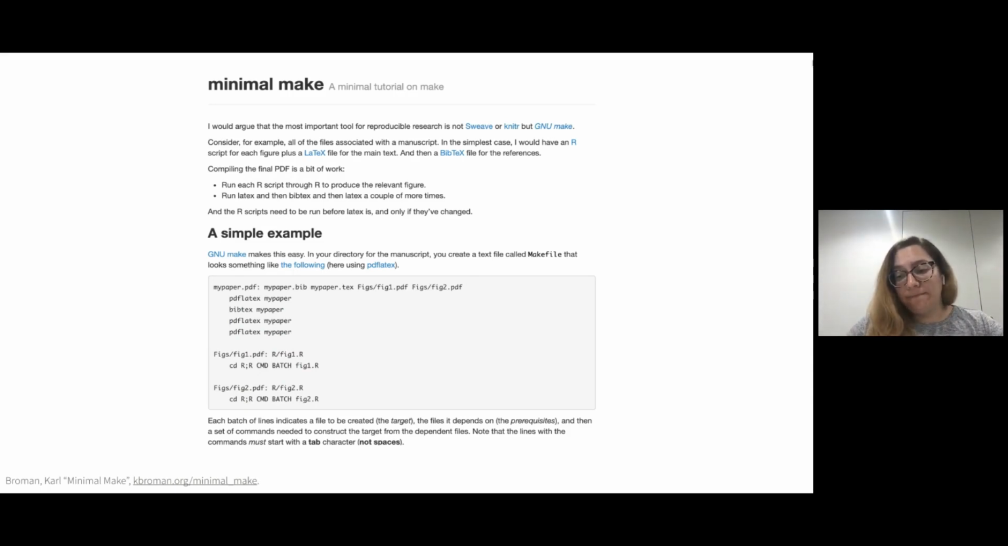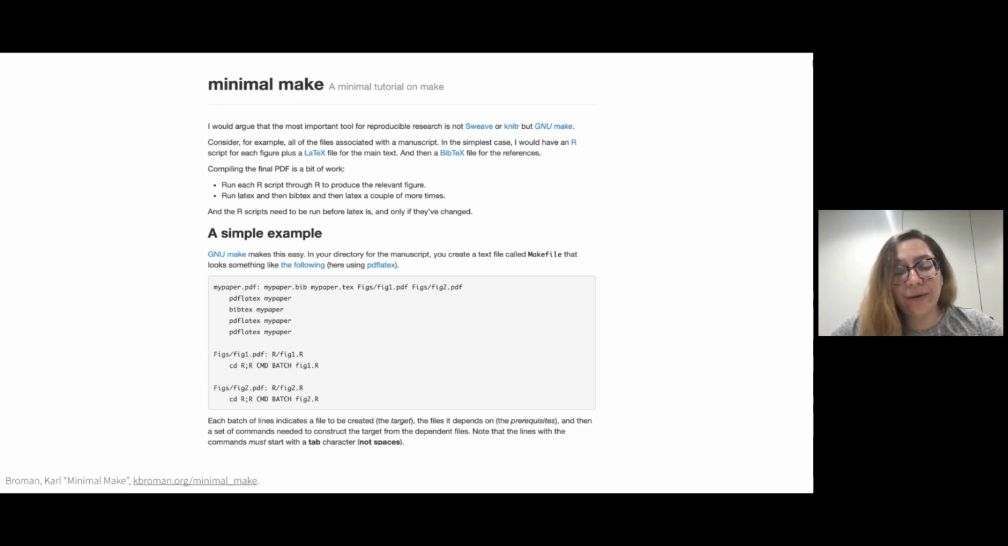A slightly steeper learning curve, but one that would have a good payoff, would be to learn something like make. I have linked here to a short tutorial for using make in the context of writing a scientific paper where the analysis is done in R and the paper is written in LaTeX, from Karl Broman. It's a really good resource for getting started with make.